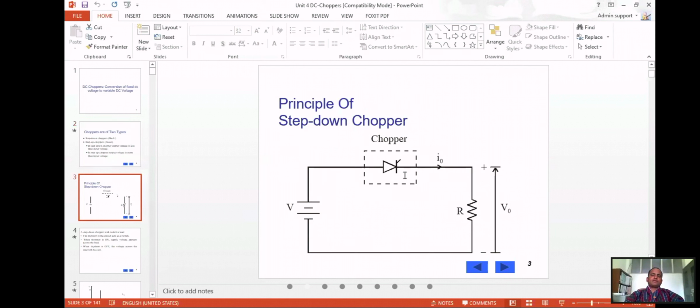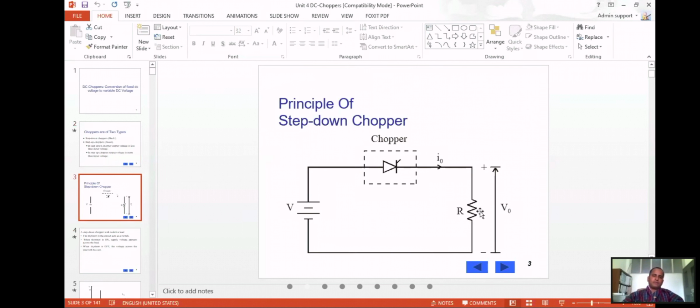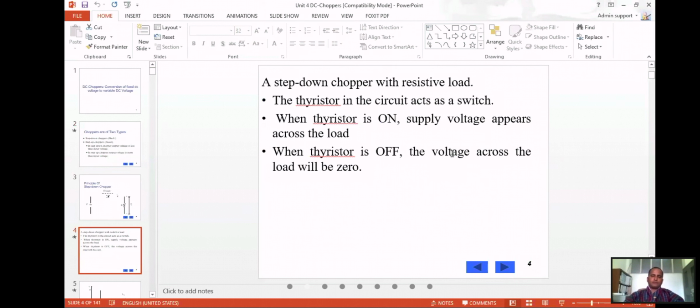So in the principle of step down choppers, how does it work? It basically works on the principle of at what instant you are triggering this SCR, silicon controlled rectifier. When you trigger the gate of the SCR, if the load is resistive load, and this thyristor acts as a switch, then when the thyristor is on, supply voltage appears across the load. When the thyristor is off, the voltage across the load will be 0.